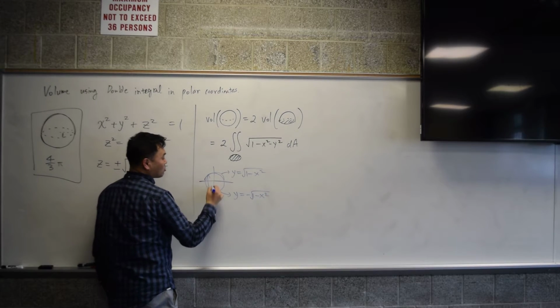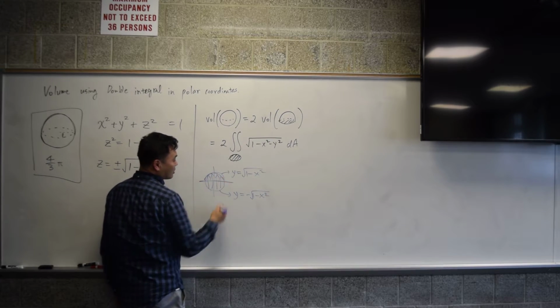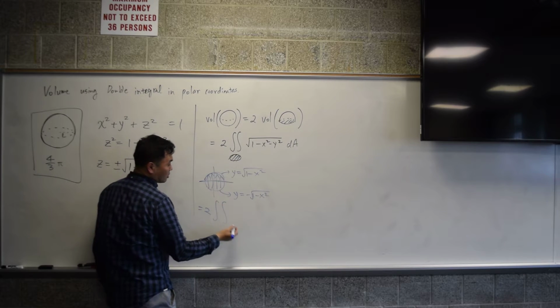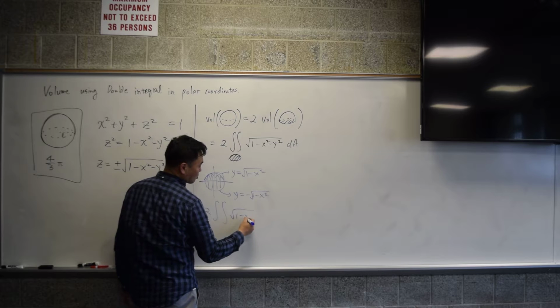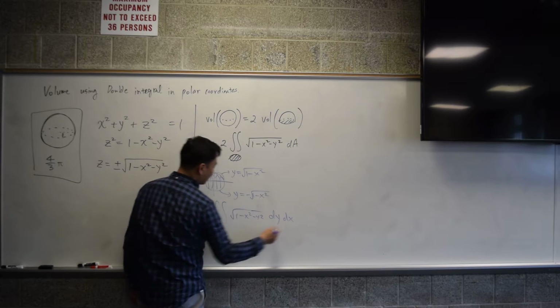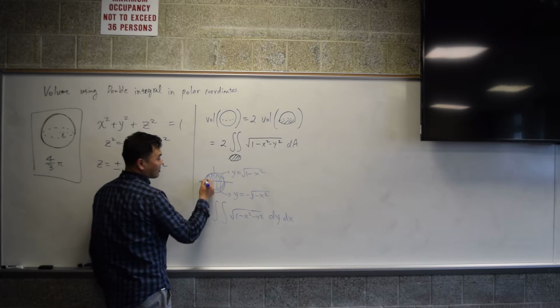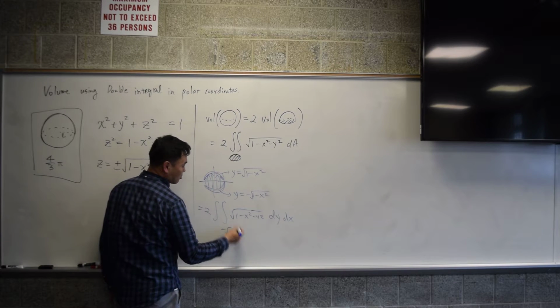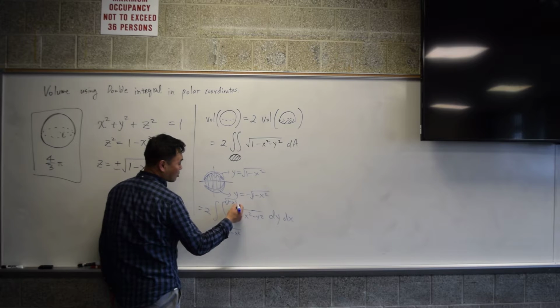And if you choose to paint upwards, then the integral that you have to do is twice the integral of this 1 minus x squared minus y squared. If I choose dy dx, it goes from this bottom half and it ends up there, right? So it's negative square root of 1 minus x squared to positive square root of 1 minus x squared.